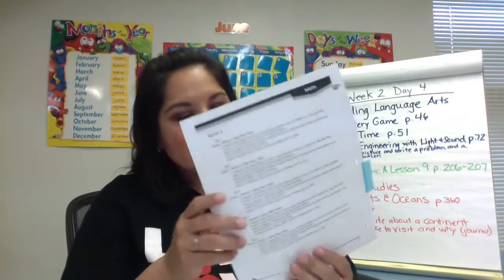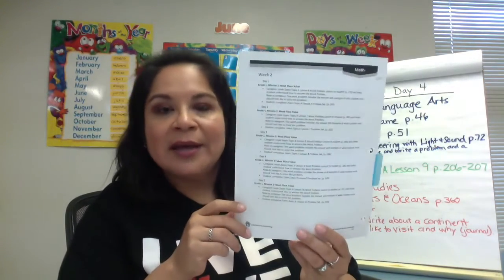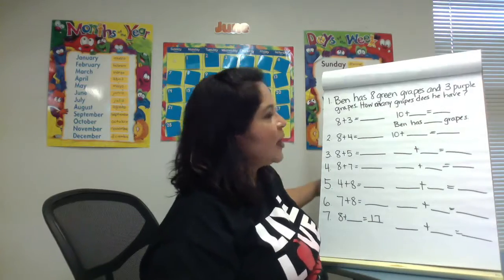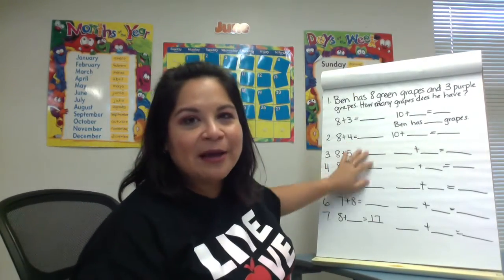Okay? We're going to go ahead and move on to our math. And for math, you will be needing pages 206 and 207 for today. And in your lesson plan, which is on page 30, it kind of explains to you what page numbers you need. But like I said, it's up here. So what I did is I went ahead and wrote down the problems. Now it looks like a lot, right?